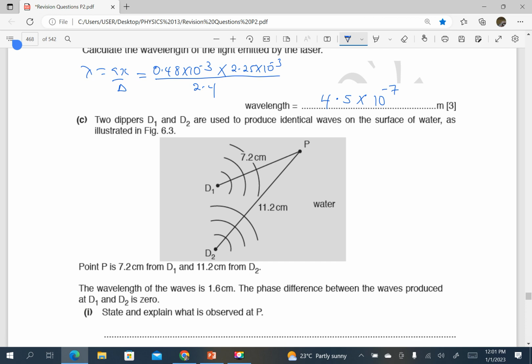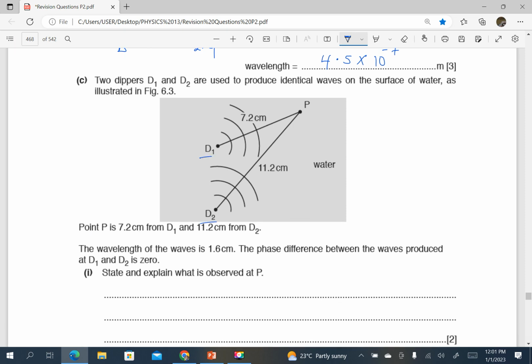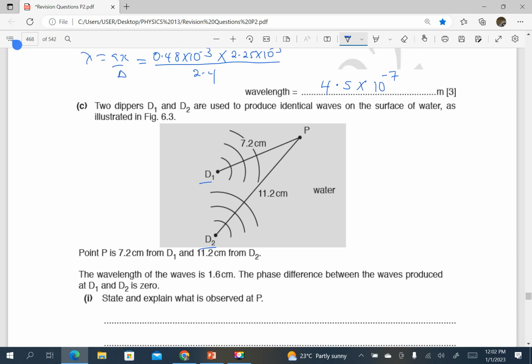Two dippers, D1 and D2, are used to produce identical waves on the surface of water as illustrated here. So we have dippers D1 and D2. So they are like two sources of waves. However, you see that the distance of a wave from D1 to P is 7.2 and the distance of a wave from D2 to P is 11.2 centimeters. There is a path difference. Let's find the path difference here. So path difference is going to be 11.2 minus 7.2, which is 4. The path difference is 4 centimeters.